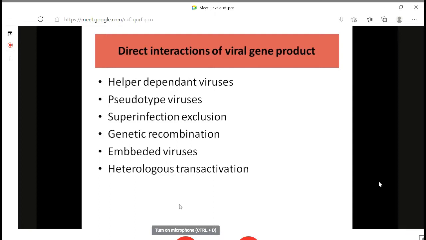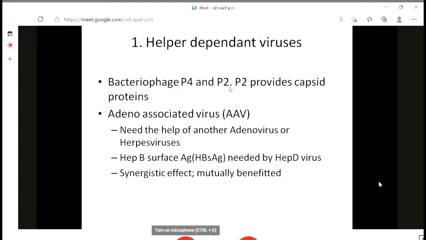So for the direct interaction of viral gene products, here we are going to give emphasis more on the genetic recombination process. Of course, others also occur among the viruses, and some things that we mostly discuss at the postgraduate level, but here we give more emphasis on genetic recombination. Shortly, the helper-dependent virus is one where one virus protects and helps the other virus to complete its replication. Probably in the previous class, I mentioned that virus replication is not a perfect process. Many defective virus particles are produced. So a defective virus particle always needs a proper virus to complete its replication cycle.